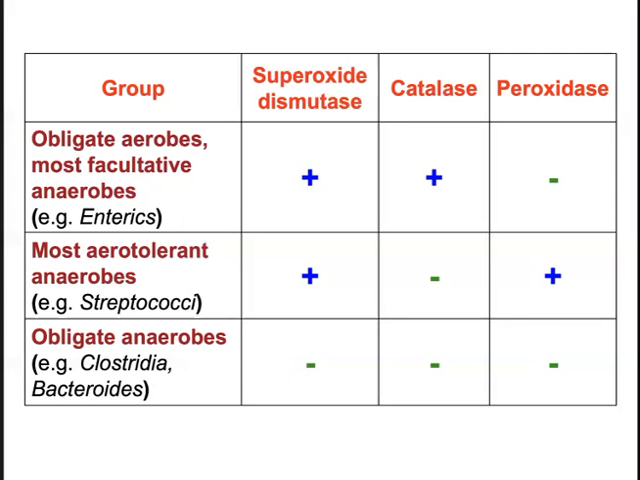Okay, so obligate anaerobes naman. They lack superoxide dismutase, catalase, and peroxidase. So they undergo lethal oxidation by various oxygen radicals when they're exposed to oxygen. Para silang nag-suicide pag merong oxygen. Mamatay atong mga obligate anaerobes pag na-exposed, even in little oxygen. Examples of obligate anaerobes are Clostridia and the Bacteroides group.